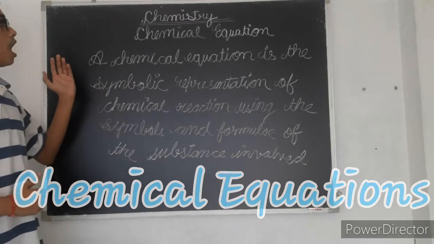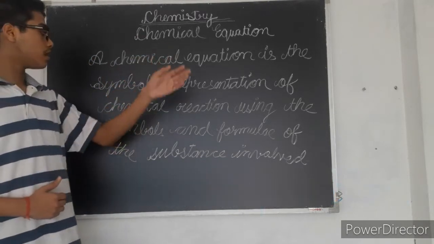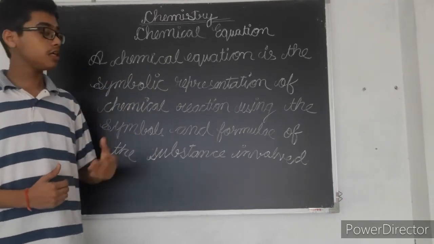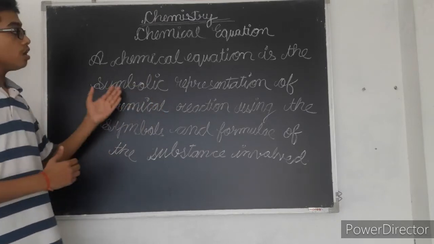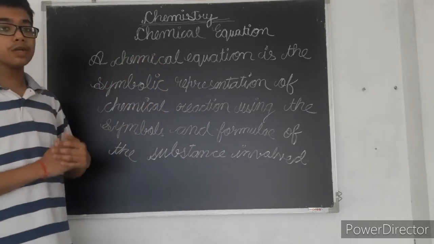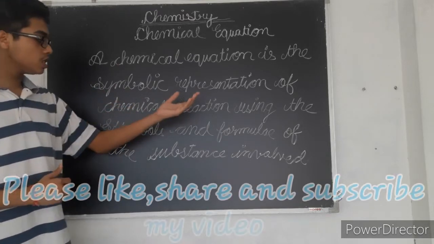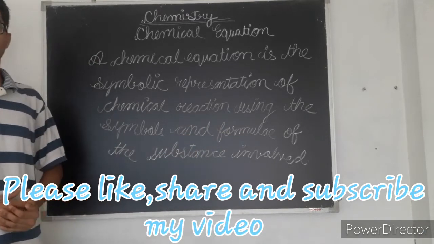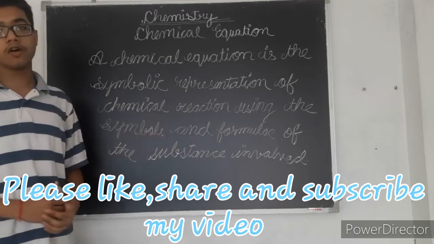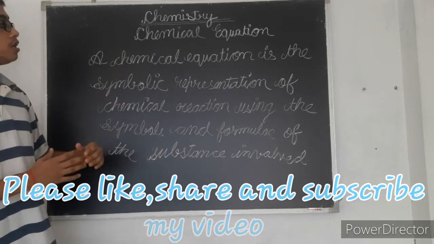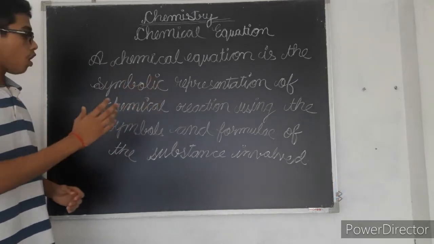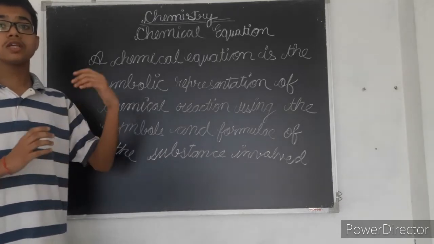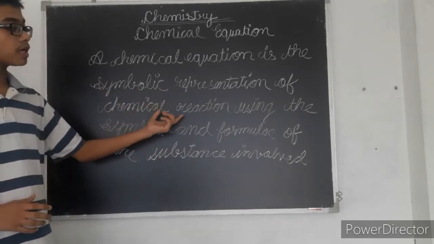So let us begin. Chemical equation is the symbolic representation of chemical reaction. I have told you that it is related to chemical reaction. So chemical equation is the symbolic representation of chemical reaction, using the symbols and formula of the substances involved. In my first video you will get about symbols also and formula also. Symbolic means using symbols, representation of chemical reaction.